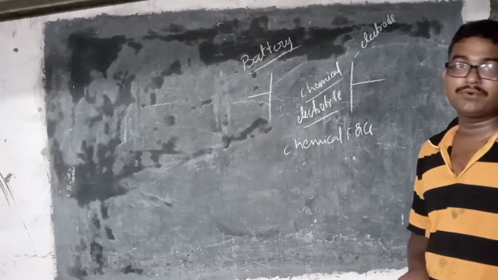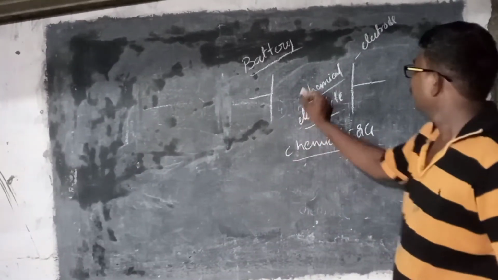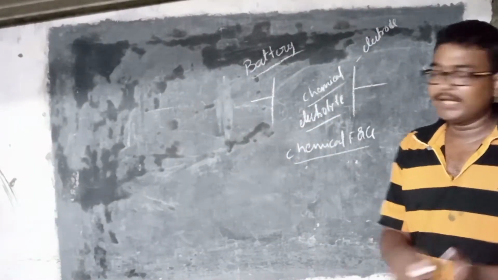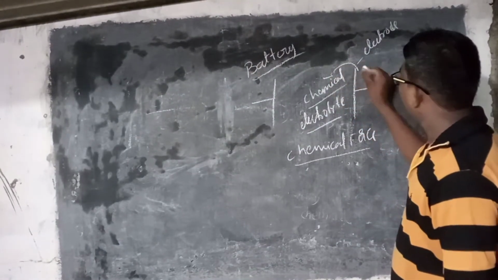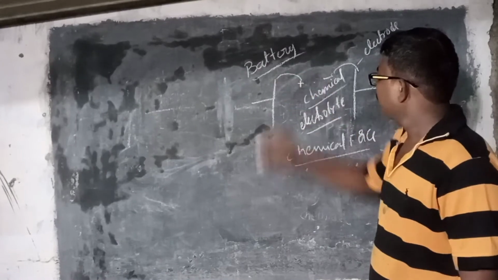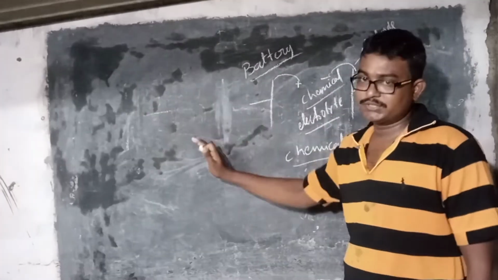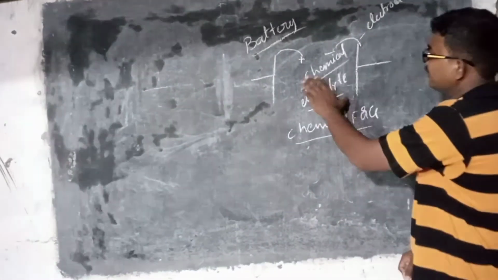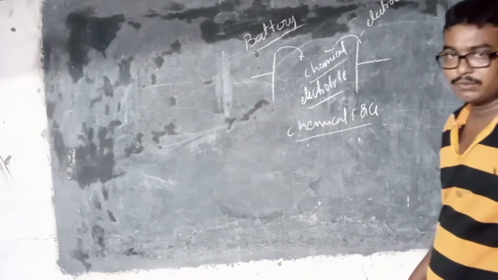This chemical force helps positive ions accumulate on one plate and negative ions accumulate on another plate. Here the direction of positive ions is opposite to the direction of negative ions.